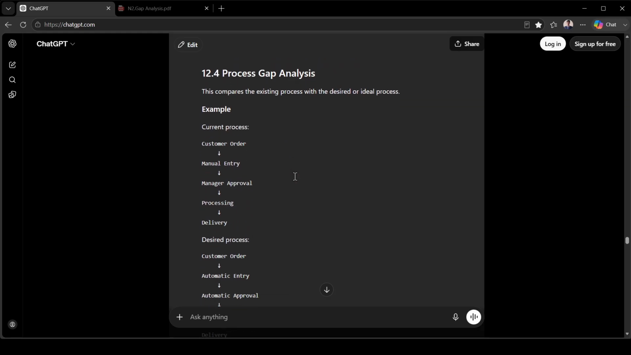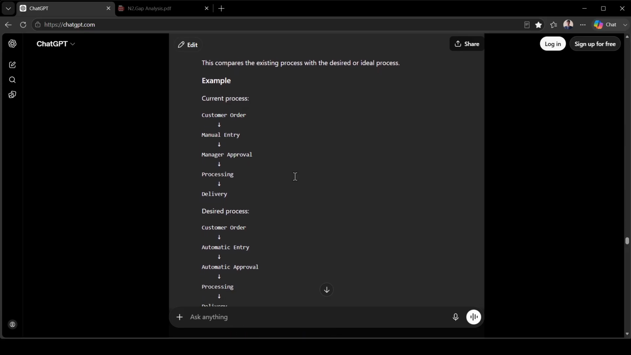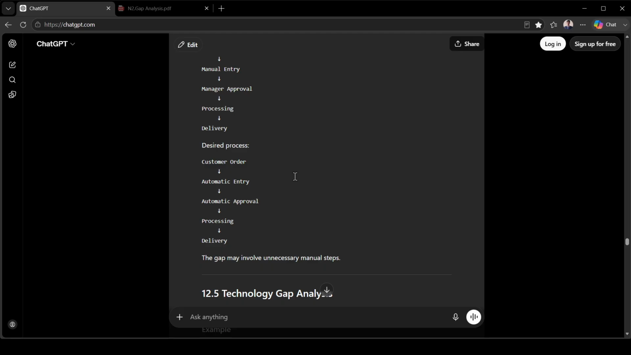Then process gap analysis. This compares the existing process with the desired or ideal process. Example: the current process is customer order, manual entry, manager approval, processing, delivery. The desired process is customer order, automatic entry, automatic approval, processing, delivery. The gap may involve unnecessary manual steps.